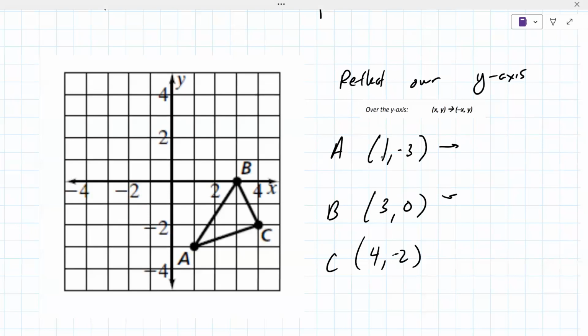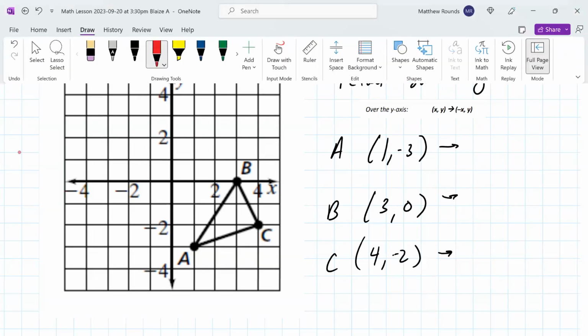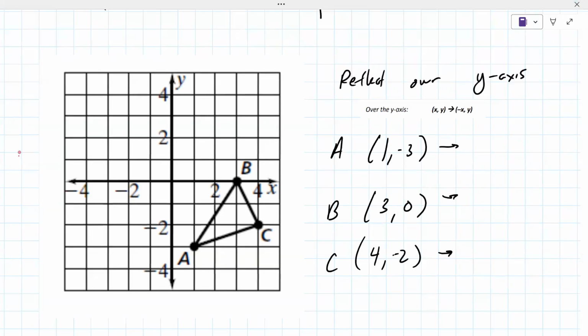What would those new ordered pairs look like? Reflecting it over the y. I want you to use this rule. The rule says the x value is negated, becomes -x. So -1, -3. Good. Keep going. -3, 0. Good. And -4, -2. Good.